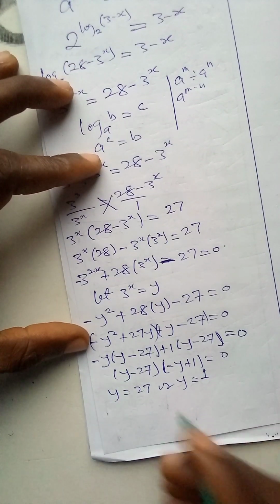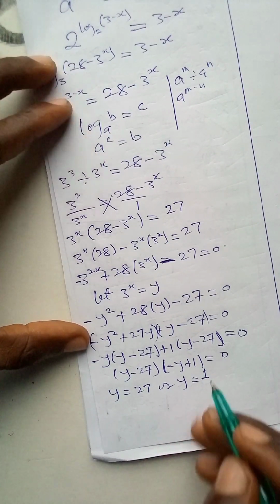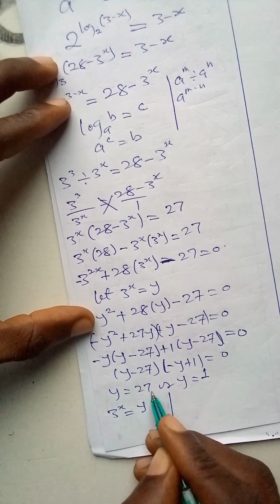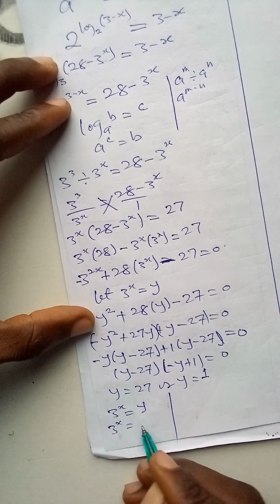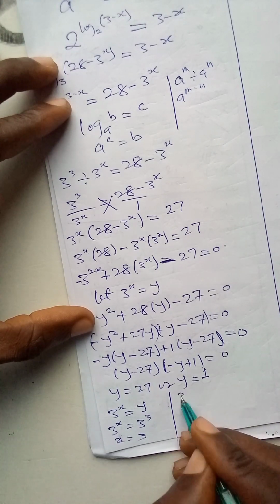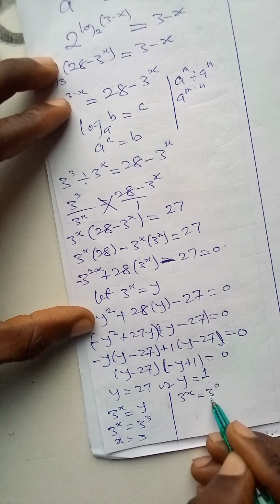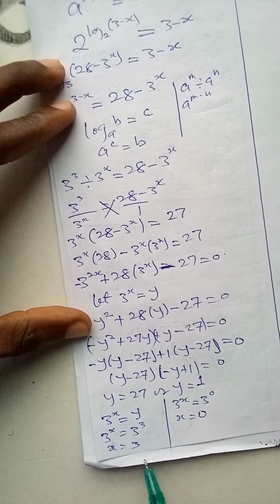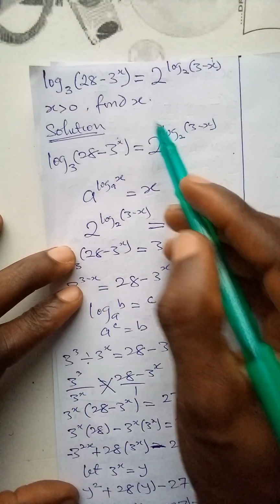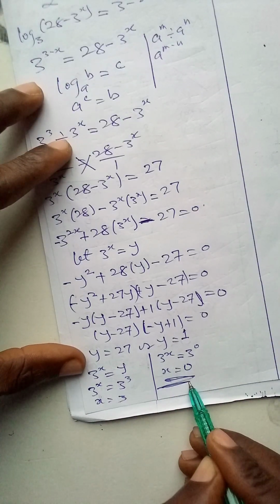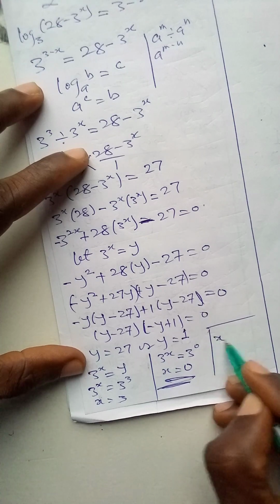Now, we are not done with the question yet. Let us recall that 3 to power x is equal to y. Now, when y is 27, 3 to power x will be 3 to power 3, and x is equal to 3. And when y is 1, 3 to power x is equal to 3 to power 0, because 3 to power 0 is 1. Then x is equal to 0. If we put in the value of 3 in the original question, we will have the same answer. But let us remember that the condition is that x is greater than 0. So this cannot be the answer, and our answer is x is equal to 3.